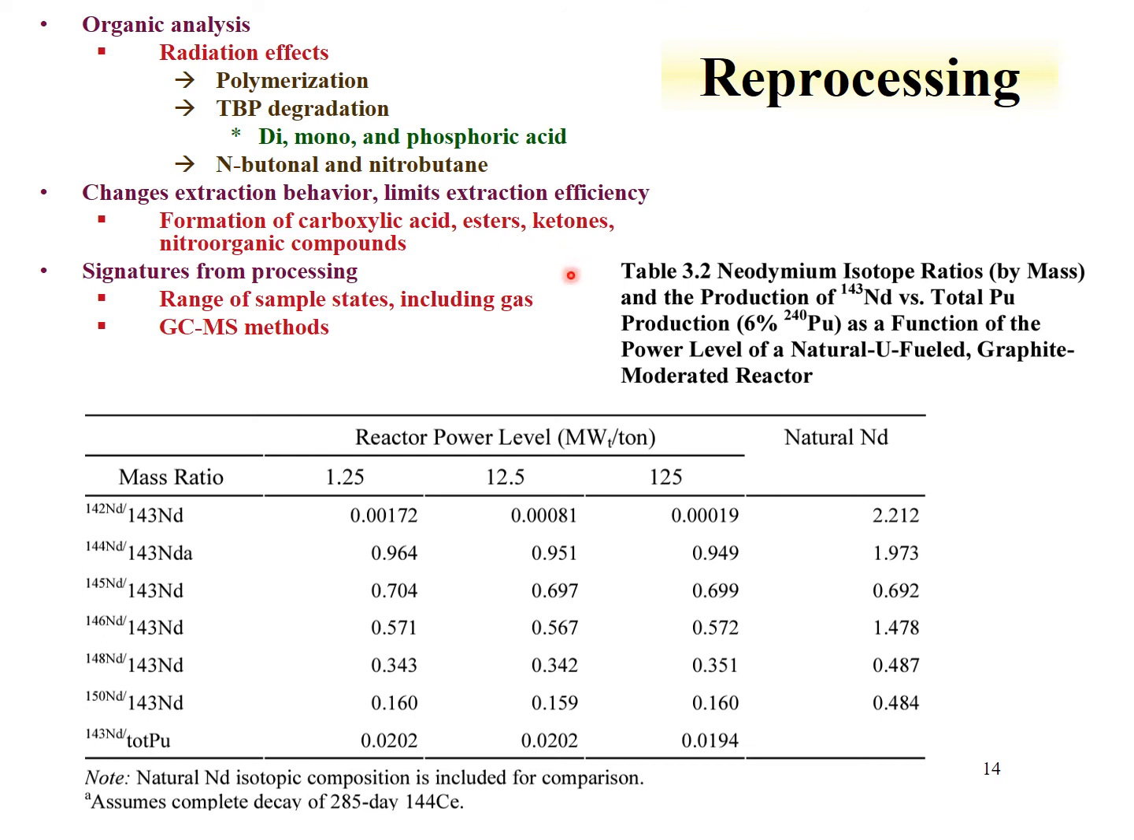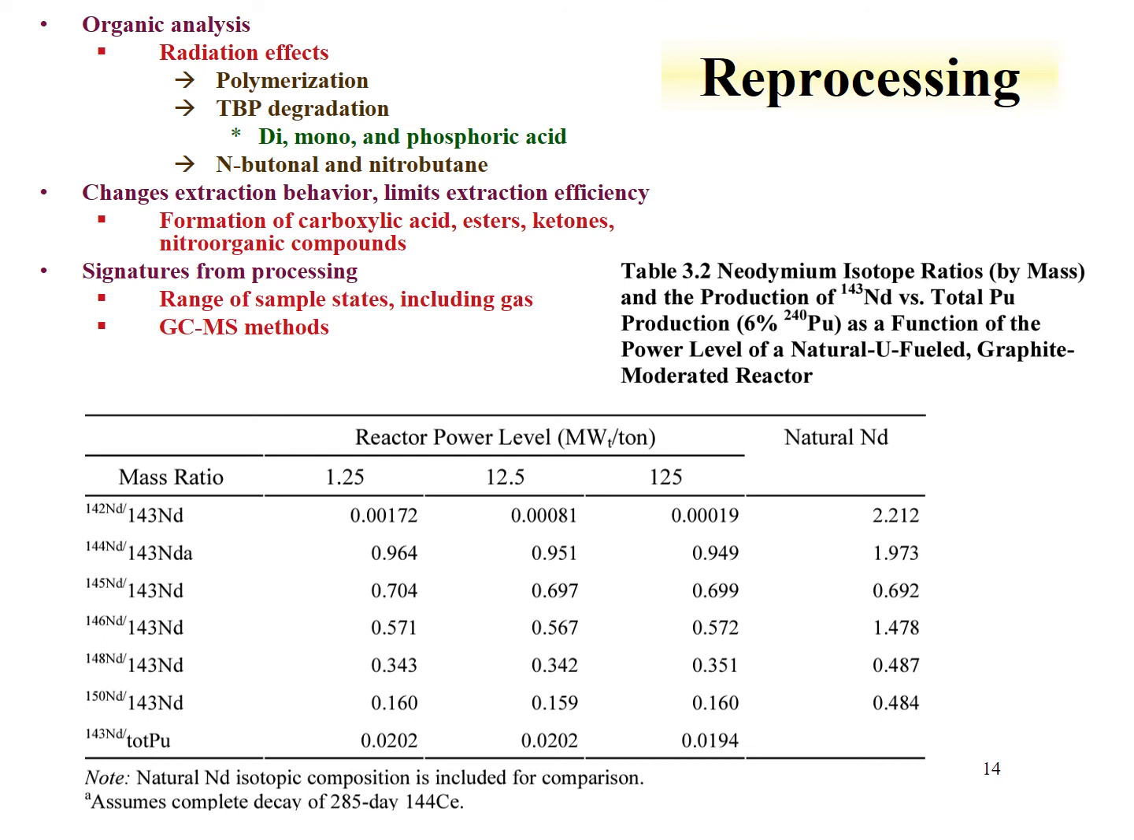So for instance, as shown here, we can look at neodymium isotopes and compare those. What we're looking at here is the neodymium isotopic ratio by mass for production of neodymium-143 versus the total plutonium production. Again, we're focusing on 6% plutonium-240 as a function of power level in a graphite moderated reactor. A natural uranium fueled graphite moderated reactor has natural uranium as the fuel, and the moderator, as opposed to being water or deuterium, is graphite. Again, that'll provide some different signatures.